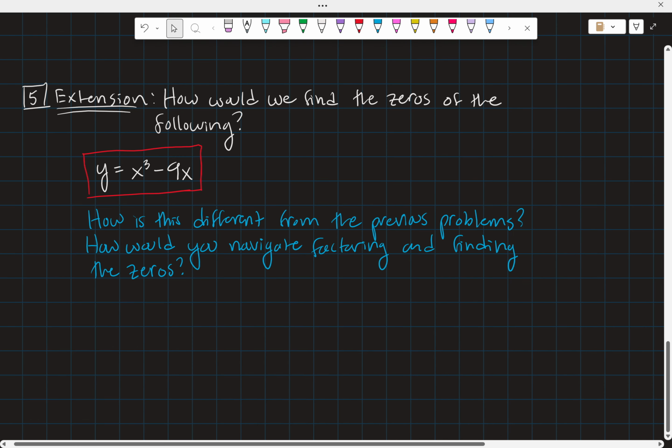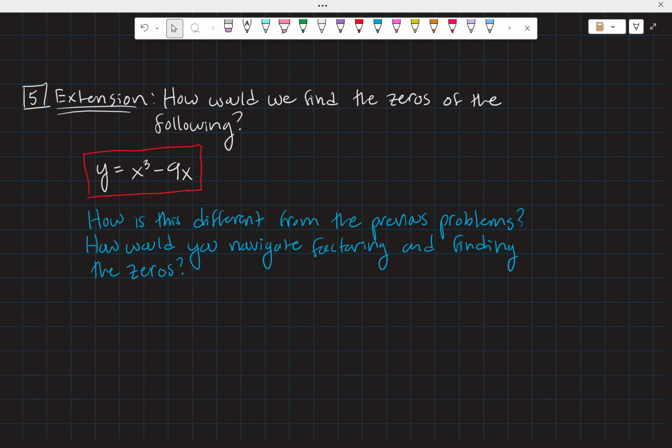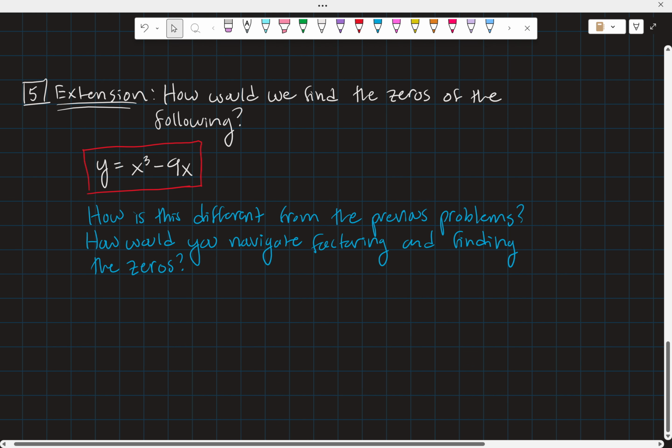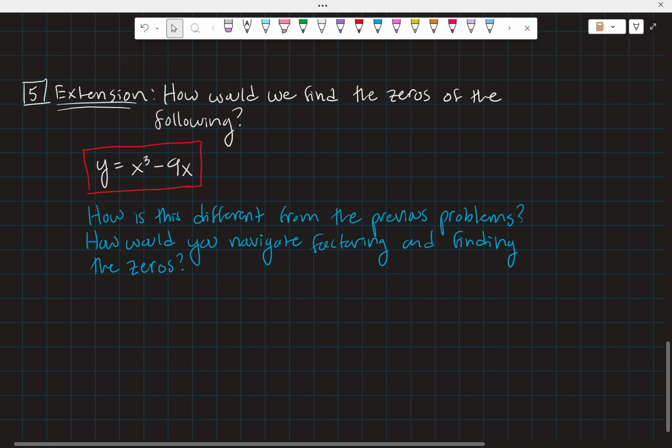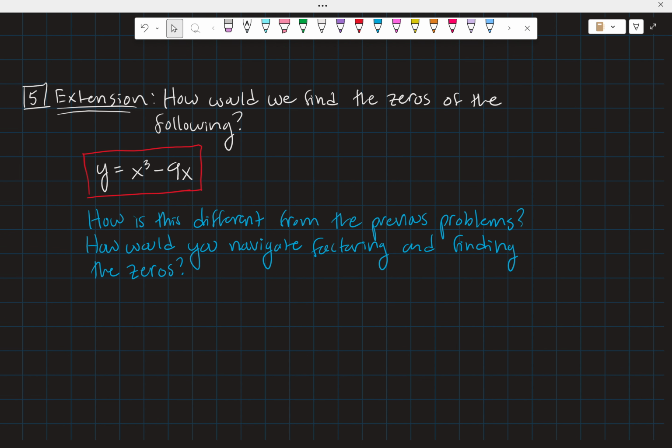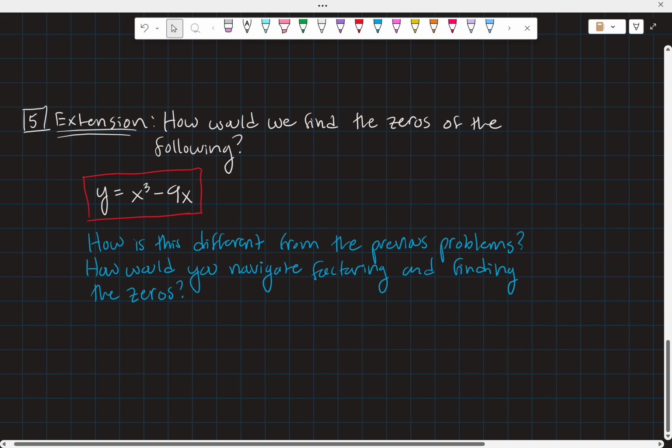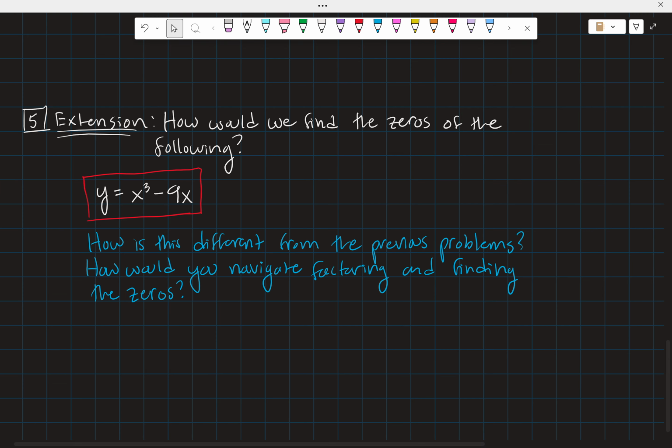So I want you all to think about A, how is this different from the previous problems? And B, how would you navigate factoring and finding the zeros of this problem? All right, so compare it to the last problems and think about how you would solve this and what the zeros might be. I'm going to have an option for you all. Please type out your answers to this problem, think through it for a bit. And we'll be considering this coming into our next class tomorrow.